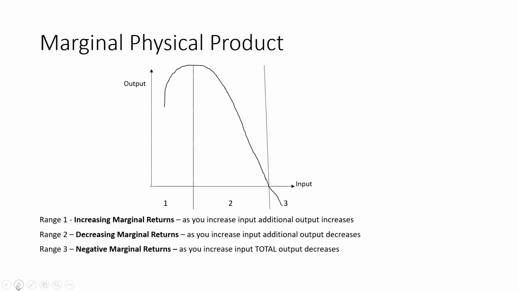And region 3 is a region of negative marginal returns, in which as you add inputs, additional output or even total output drops. Now, as a producer, which of these regions would you want to be in? Well, I can see being in 1 and 2, but unless I want to lose money, being in region 3 doesn't make any sense. Although sometimes businesses may work in region 3.